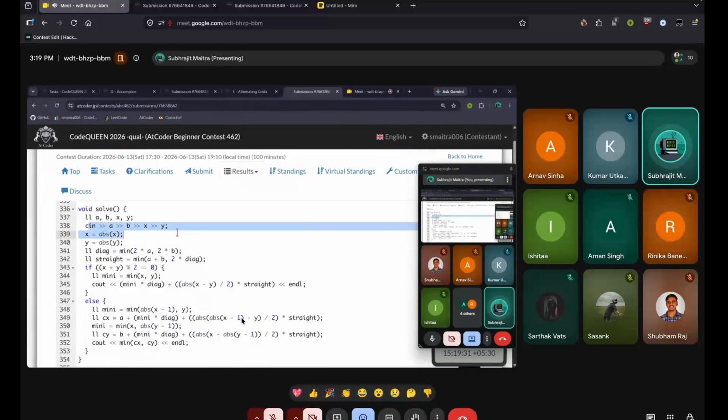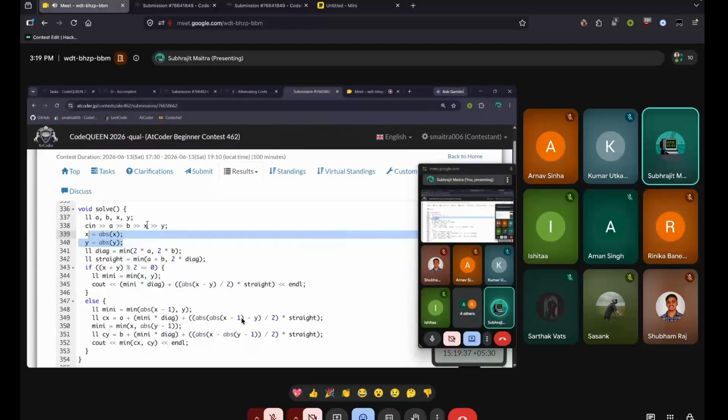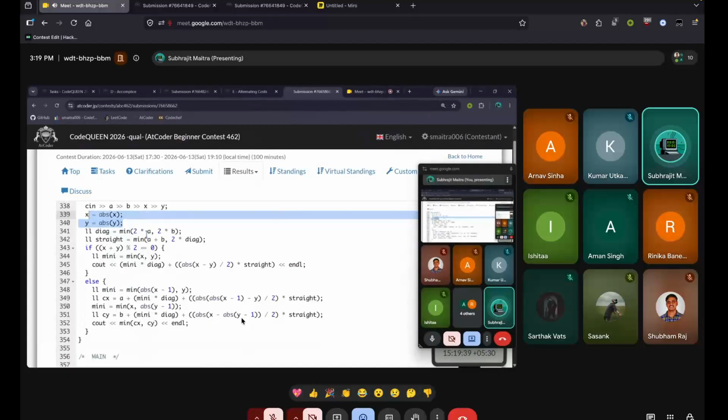I've taken the input. Why have I taken the absolute value of x and y? Because the coordinates are always in four quadrants, so they are symmetrical, so taking the absolute value won't cause a difference. Now you see, for the diagonal path, what is the cost? I have taken the minimum of 2a or 2b. What is the minimum cost of taking a straight path? Either a plus b, or taking two diagonal paths.